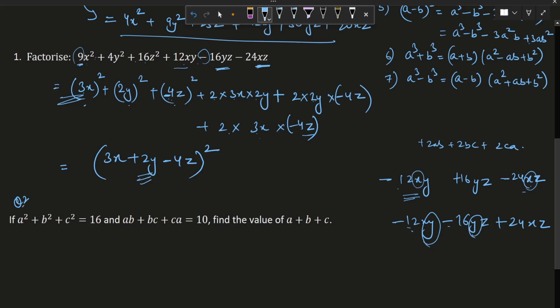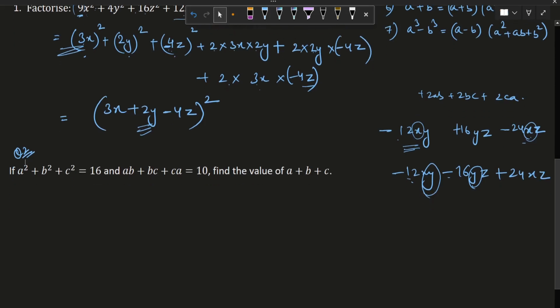Question number 2. In this question number 2, you are given a square plus b square plus c square is 16, and ab plus bc plus ca is 10. You need to find out the value of a plus b plus c. How do we do it? a square plus b square plus c square is coming, so the identity is the same, a plus b plus c whole square. Let's write the identity, a plus b plus c whole square. What is the identity?